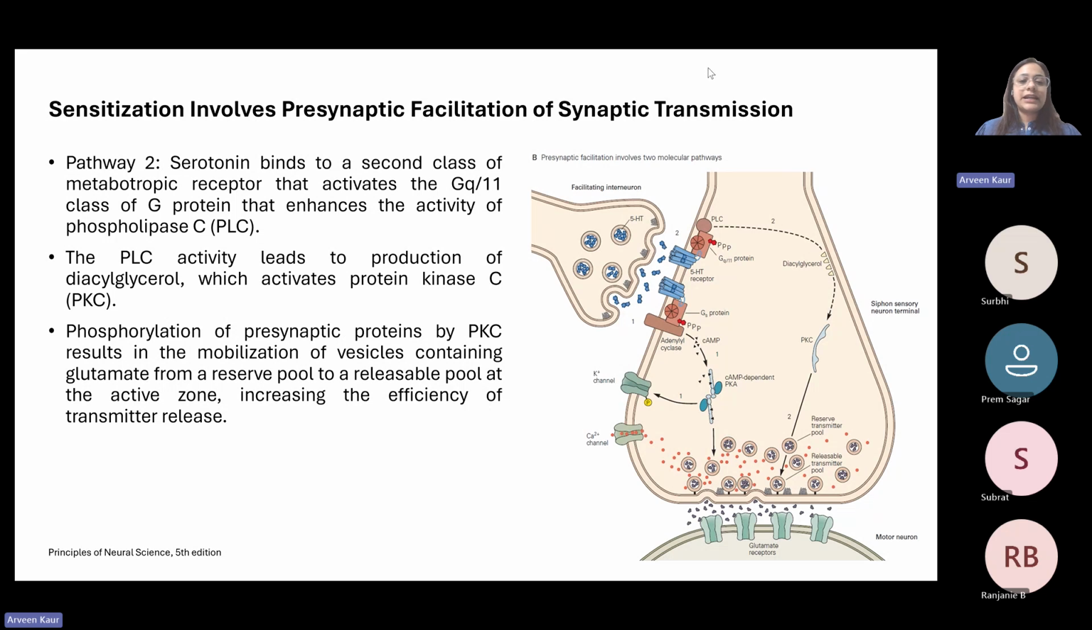The second pathway is where serotonin binds to a class of metabotropic receptor that activates the Gq/11 class of G protein that enhances the activity of phospholipase C, PLC, right over here. The PLC activity leads to production of diacylglycerol, which activates protein kinase C over here. Phosphorylation of presynaptic proteins by PKC results in mobilization of vesicles containing glutamate from a reserve pool to a releasable pool at the active zone, increasing the efficiency of transmitter release.